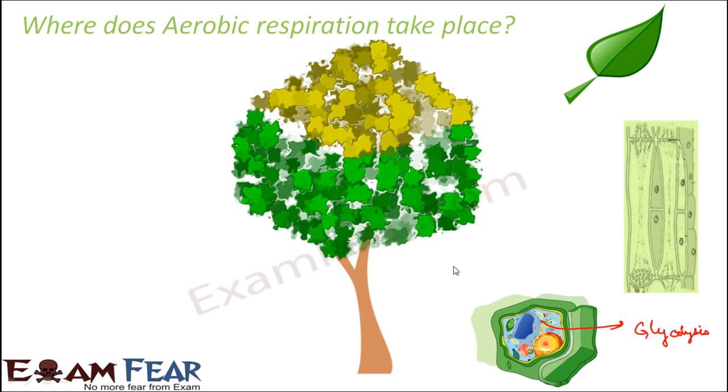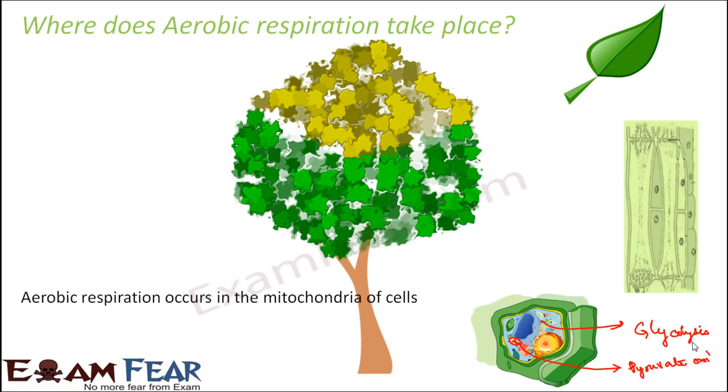Now, this process of pyruvate oxidation takes place in the mitochondria. So here you can see the organelle mitochondria. So this is the place where pyruvate oxidation will take place. So this process will take place in the mitochondria of the cells.